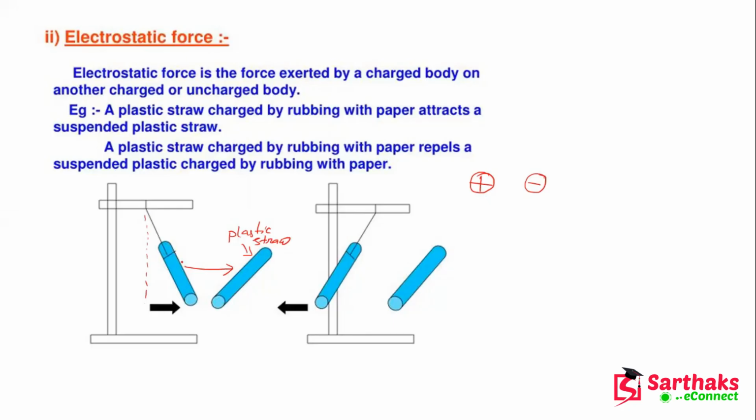And a plastic straw charged by rubbing with paper repels a suspended plastic straw charged by rubbing with paper. If you have these two straws and you rub both of them with paper, both of them are charged. At that time, you can see that they will repel, there will be some repulsion. And in the other case, there is an attraction.